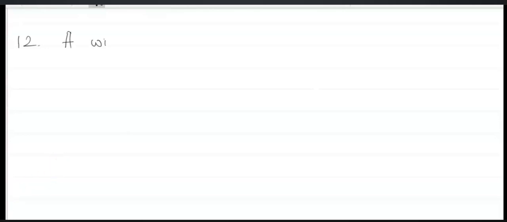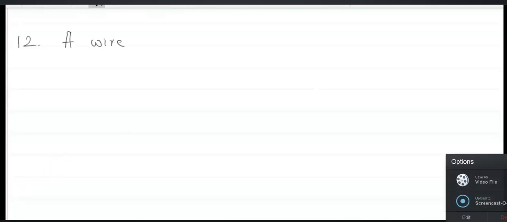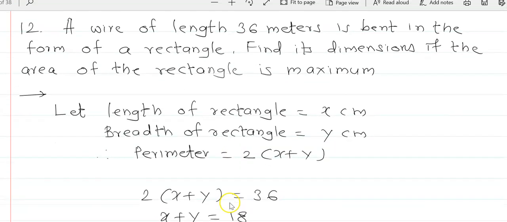Now the next example is problem number 12. A wire of the length of 36 cm is bent in the form of a rectangle. Find its dimensions if the area of the rectangle is maximum. Let the length of the rectangle be x centimeter. Breadth of rectangle is equal to y centimeter.